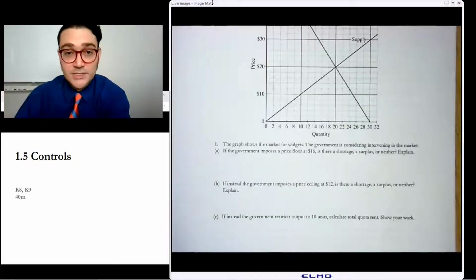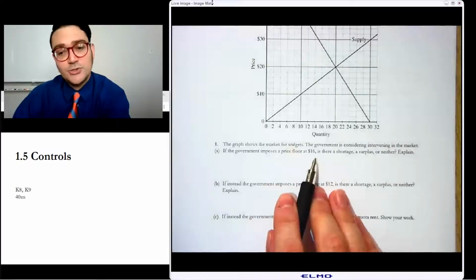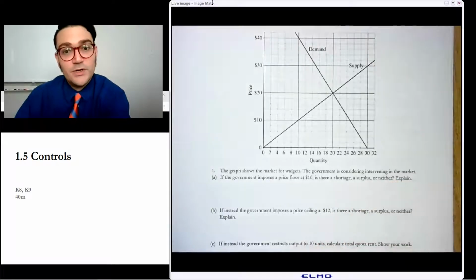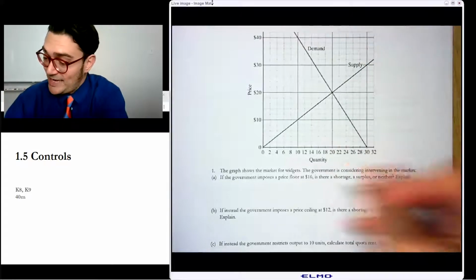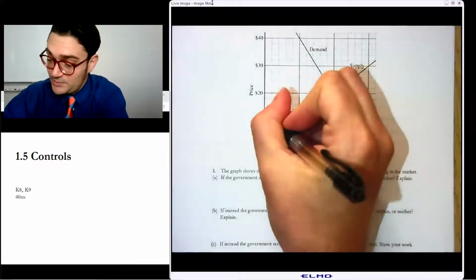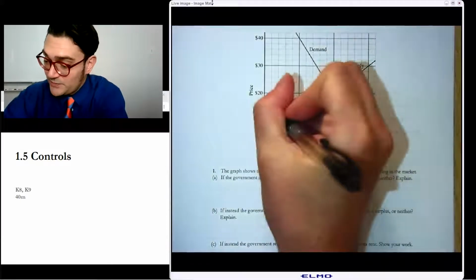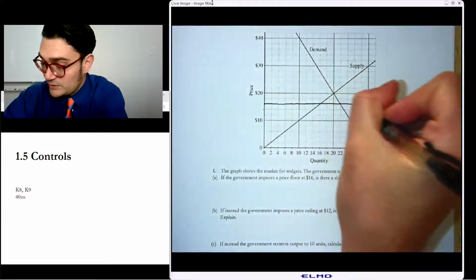The graph shows the market for widgets. The government considers intervening. If the government puts a price floor at $16, is there a shortage, a surplus, or neither? And explain. So remember that a price floor is a minimum. It's the price below which they can't go. So at $16, right, that would be 12, 14, 16. We can kind of observe here, and we can draw on it if we want to. We'll just draw straight across.